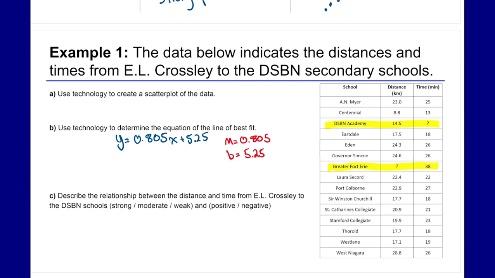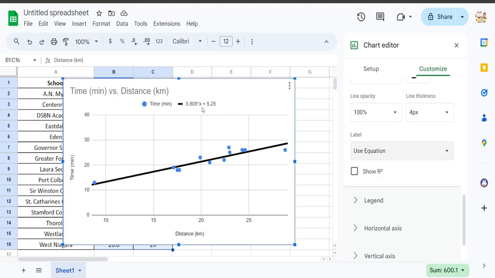Now that doesn't quite make sense, right? If we're 0 kilometers away from the school, how does it take us 5 minutes to get there? Again, some of the values might not make sense, especially that b value, but based on the data that we have, we don't have a school that is closer or at 0 kilometers away, so we can't really include that data.